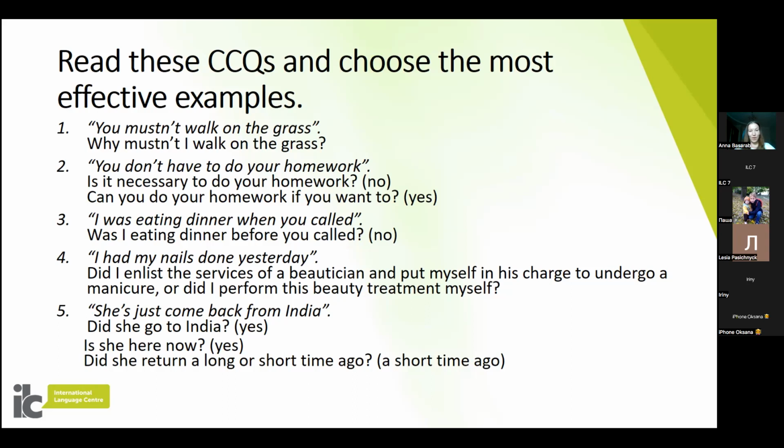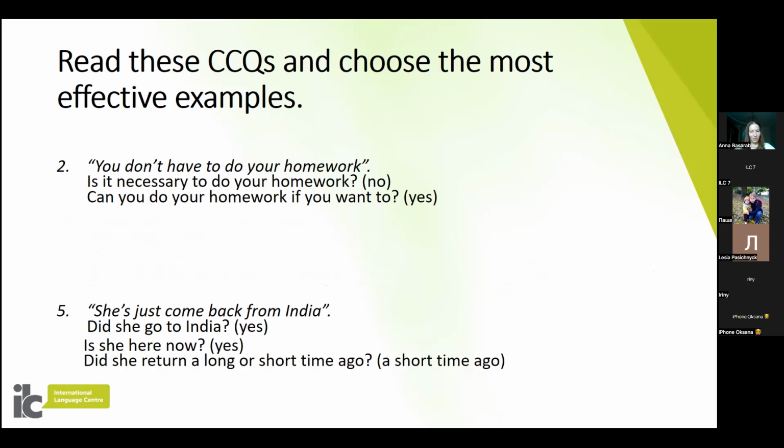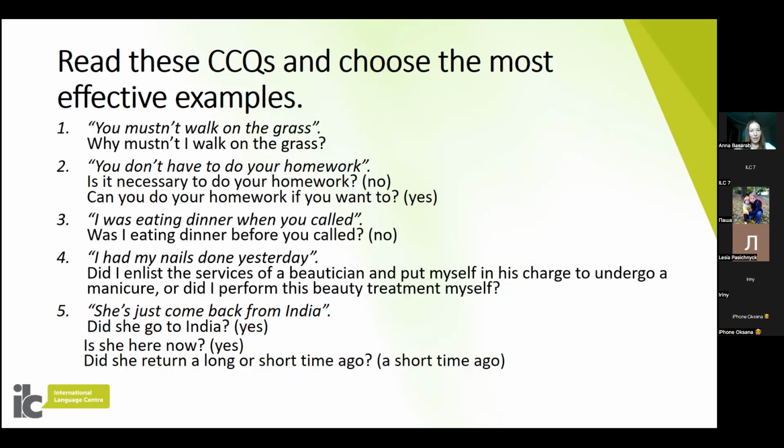So let's look at the answers. Ta-da! Yes, everyone got it right. So if we look back at these, the example number 1, does it check the concept of not being allowed to do something, or like being banned to walk on the grass? No. So rule number 1, we do not use the target language in our concept checking questions.